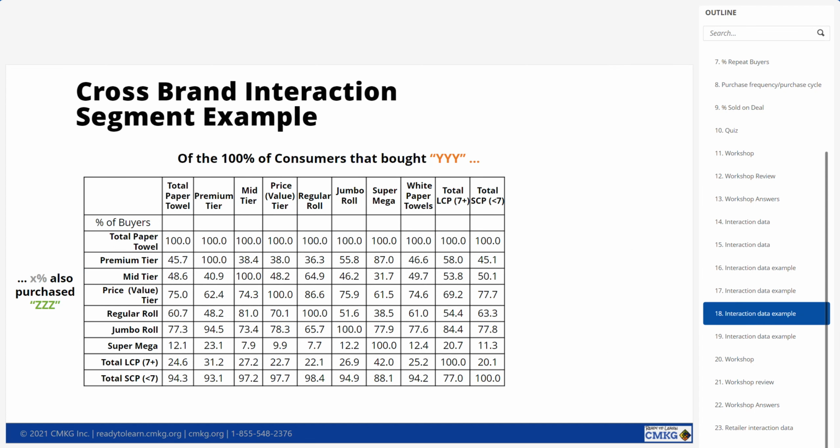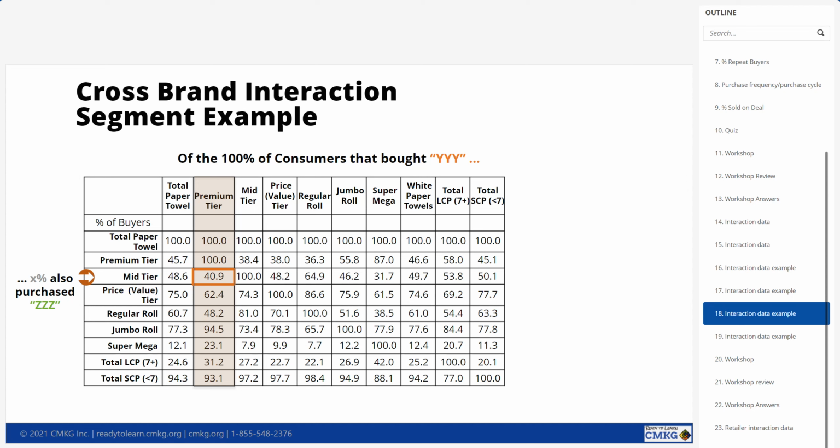It's important to note that premium, mid, and value tiers refer to the value or cost of the different brands within the category. Premium is the most expensive brands, mid is the mid-priced brands, and value is the lower-cost brands. Now let's look at a segment example. In the premium tier, 100% of premium consumers bought the premium segment, which makes obvious sense, but is a good check to ensure a correct reading of the grid.